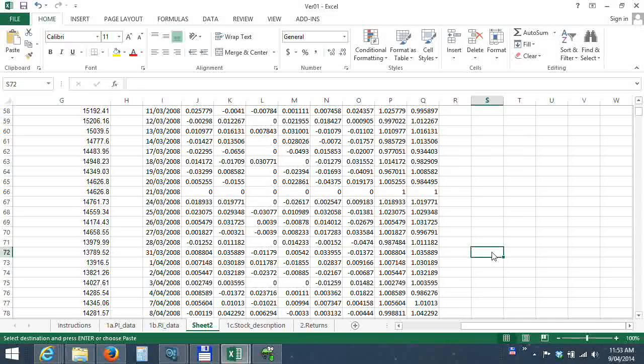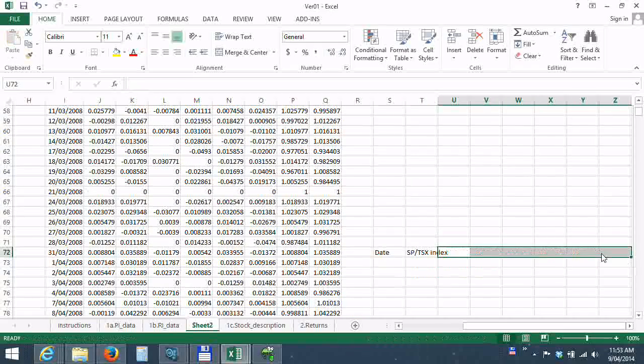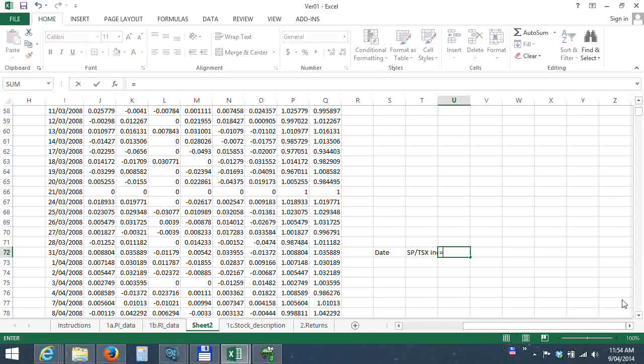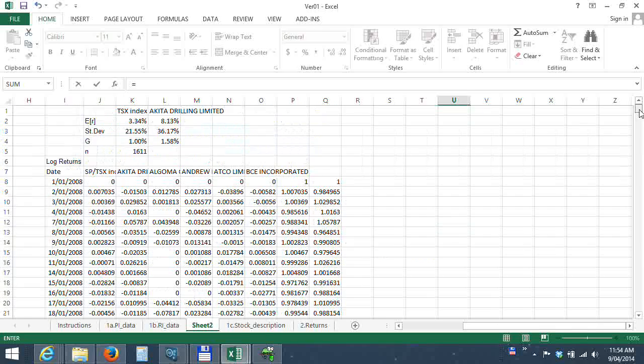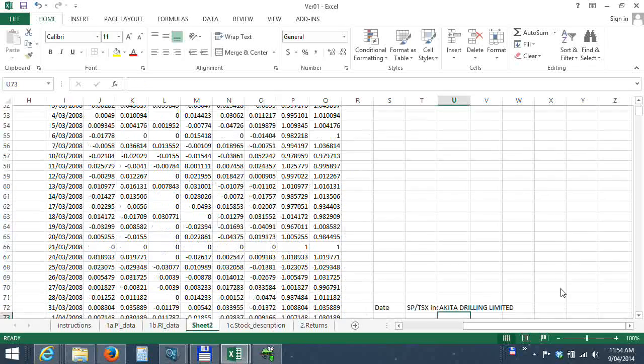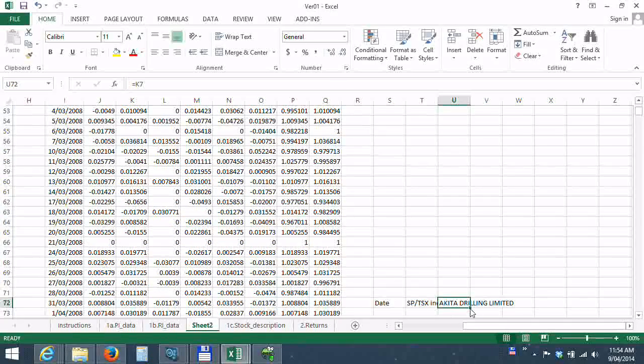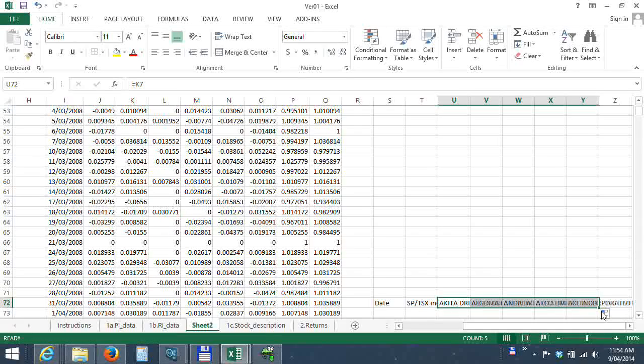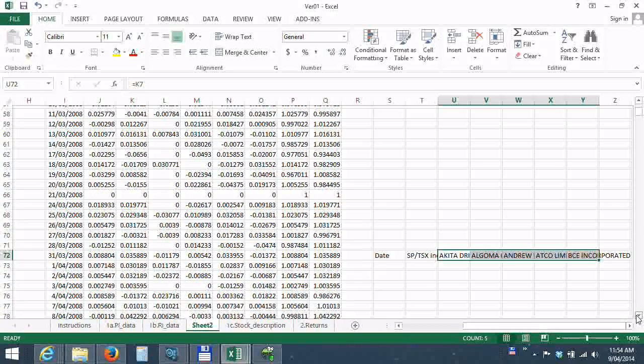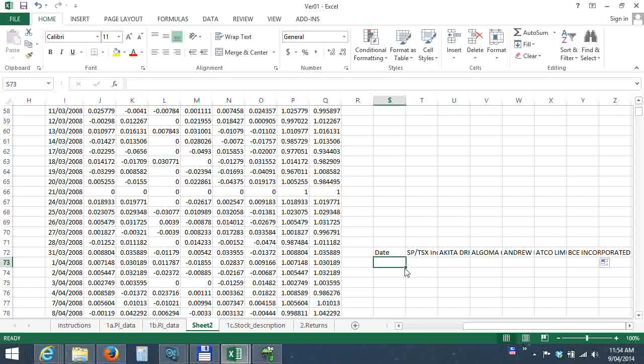So here are the stock names. These are obviously not the stock names, so I will have to point it in the right direction. That will be Akita, and for the next 4 stocks, the dates will be here.